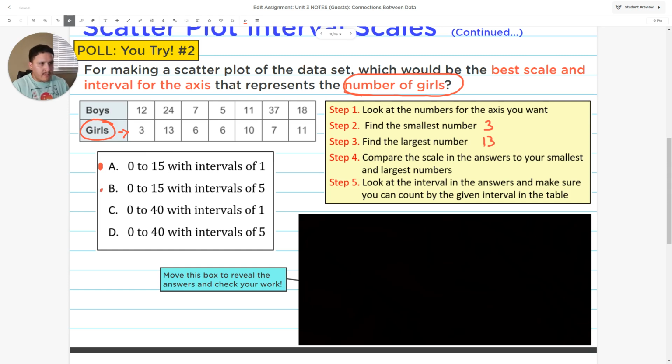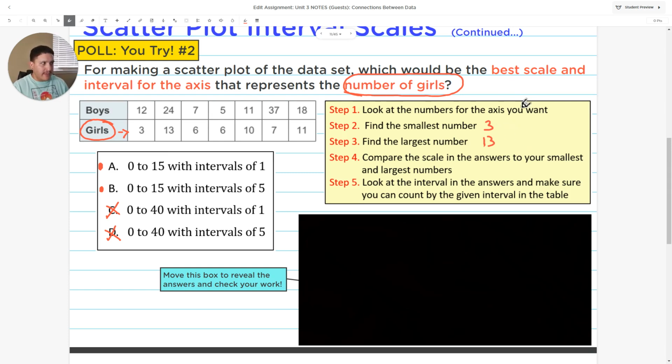Again, same thing with B for the scale. So while 0 and 40 do contain our smallest and largest numbers, it's way too large of a spread. So C and D, no good. All right, now we're going to compare the intervals. So if we count by 1, are we going to catch all of these numbers that are in the list?